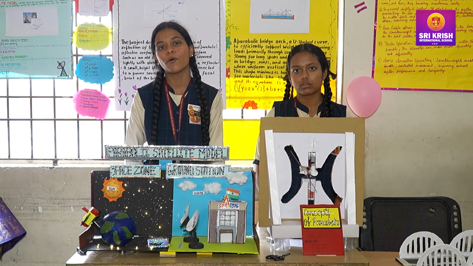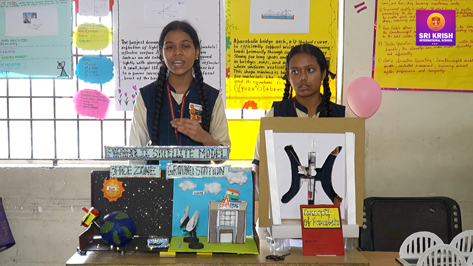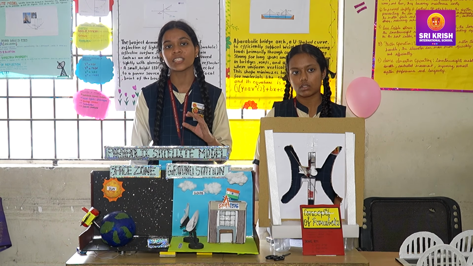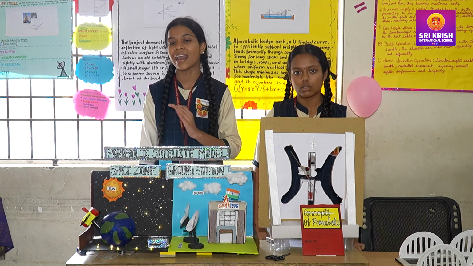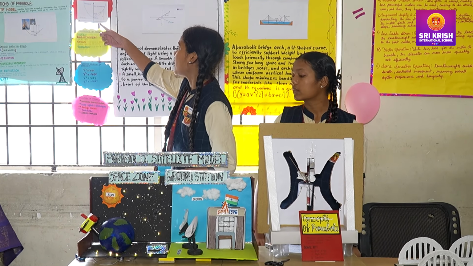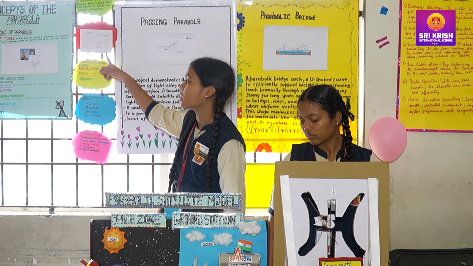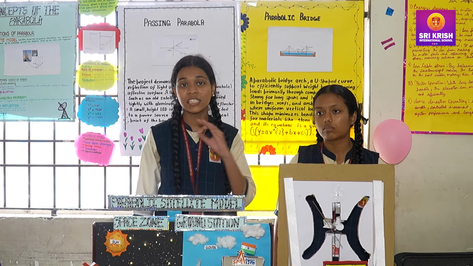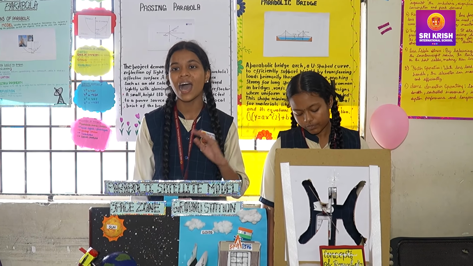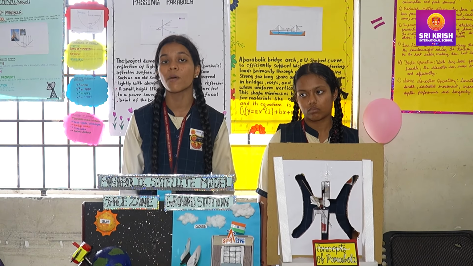Generally, what is a parabola? A parabola is actually a U-shaped figure which has all the points equidistant from a point called the focus and a line called the directrix. As you can see in the figure, this line is the directrix and this point is said to be the focus. In simple words, a parabola is a curve equidistant from a point and a line.